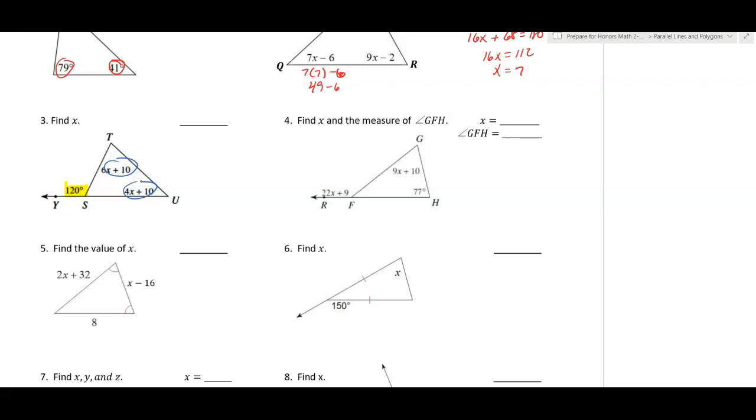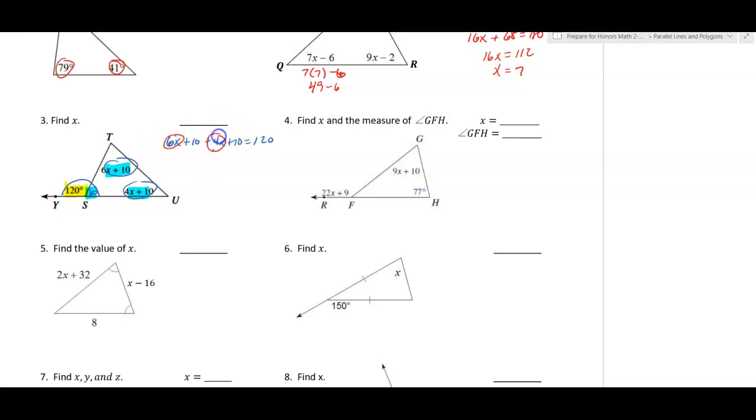Now, there's two ways to approach this problem. One is to know that the two remote interior angles, if I add them up, 6x plus 10 plus 4x plus 10 equals that exterior angle, which is 120. The other way to do it is to know that these two angles add up to 180. So this angle is 60 degrees, and now you can take these three angles and add them up to 180. But knowing the exterior angles theorem is very beneficial.